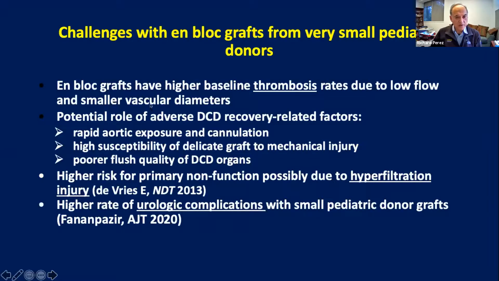Well, they're tough to work with. They have a higher rate of early failure with thrombosis due to low flow, very vasoactive vessels, particularly the DCD with a rapid aortic exposure and cannulation. There's been shown to be a higher rate of injury, mechanical injury, whether it's a direct laceration, but more commonly it's a pulsion injury to the vessels that stretches and injures the endothelium.